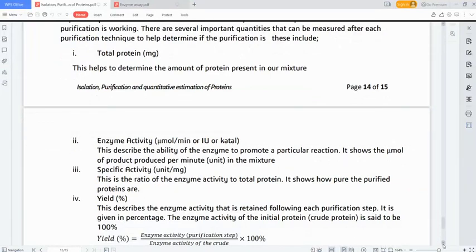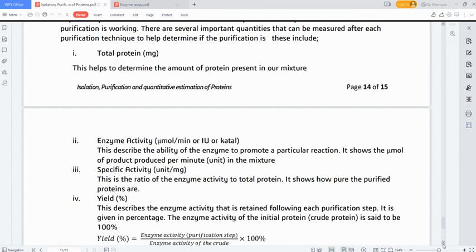This helps to determine the amount of protein present in the mixture, the whole protein, before you begin to remove the proteins. Now you should determine the enzyme activity. It is always good for you to know the units. For total protein, you determine it in milligrams. Enzyme activity, you determine it in micromole per minute, or in international units, or in what we call kcal.